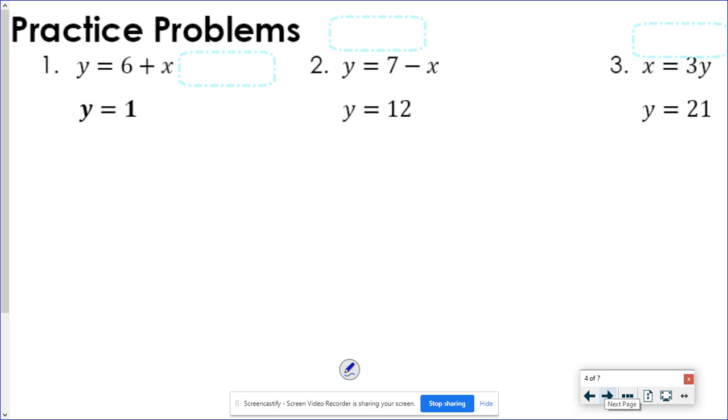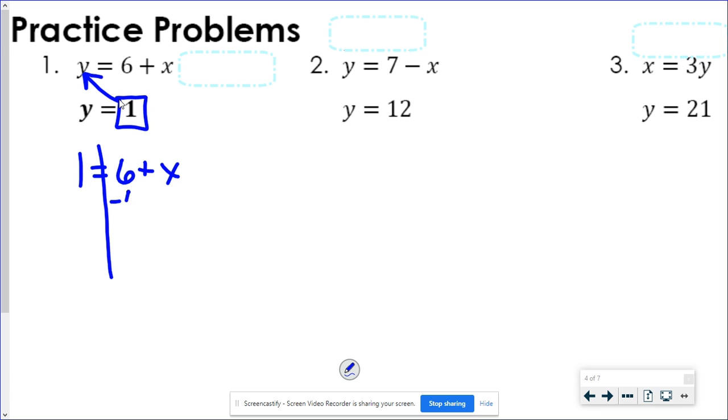This one's really nice and easy. These first three actually are all really nice and easy because I'm telling you y equals a number. I'm giving you half of the answer, half of the ordered pair. Y is 1. That is what I'm going to put instead of the y. So I'll have 1 equals 6 plus x. I can solve that.